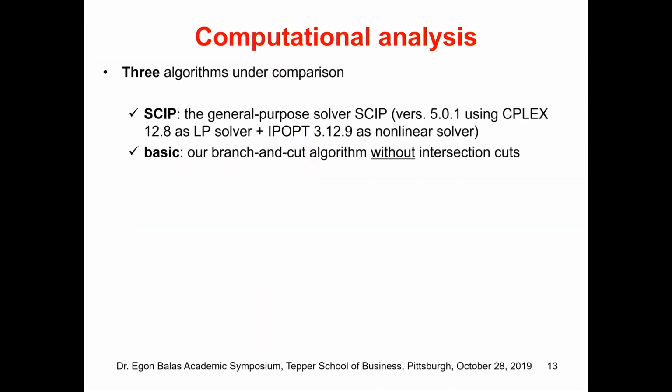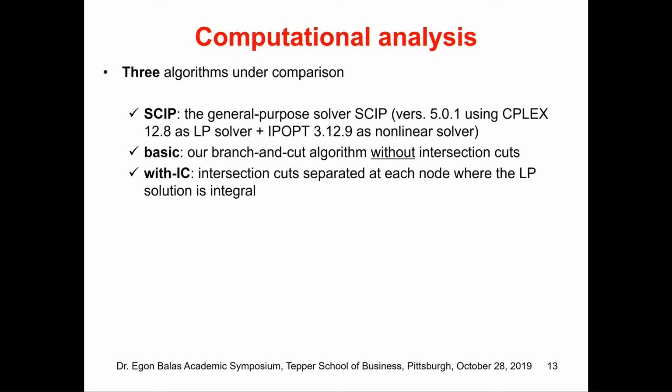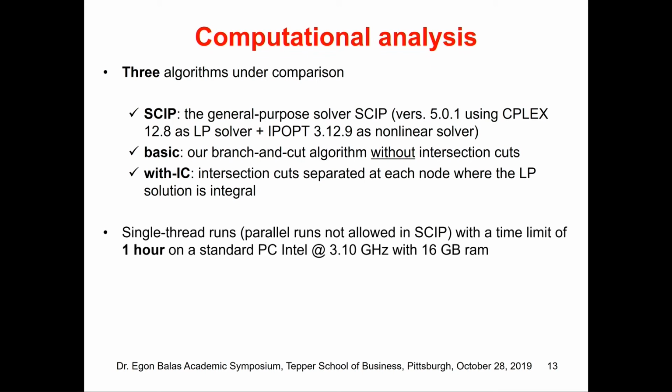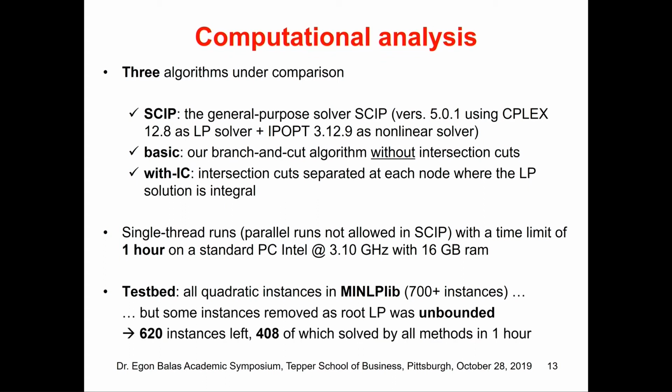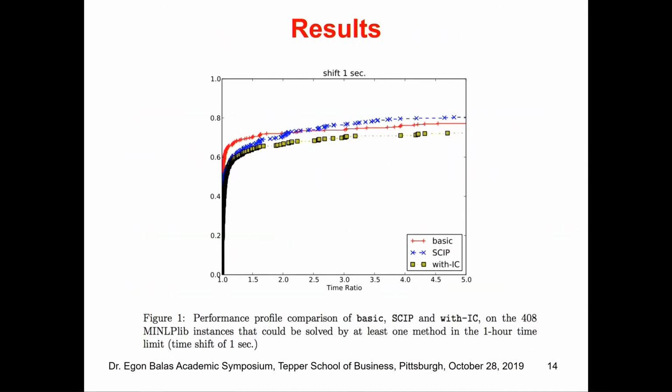So what are the computational results? We made a comparison of three versions. The commercial solver was a benchmark for us. The basic version is without intersection cuts, and the other implementation is with intersection cuts. Technical details: we used about 700 instances available in MIPLIB. I'm not going to present the tables, but rather a performance profile.